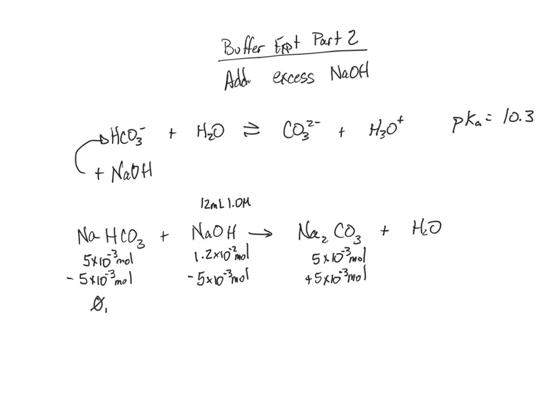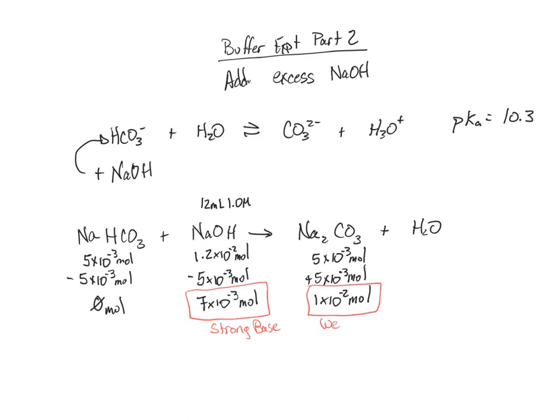And so if I do the subtraction, I get 0 moles of bicarbonate and 7 times 10 to the minus 3 moles of NaOH and 1 times 10 to the minus 2 moles of carbonate. And so now I have to ask myself what is in solution. And what I have is a strong base, and I have a weak base. Since I have a strong base, it is going to completely dissociate and it's going to overpower any pH contributions from the weak base. So we get to ignore the weak base.